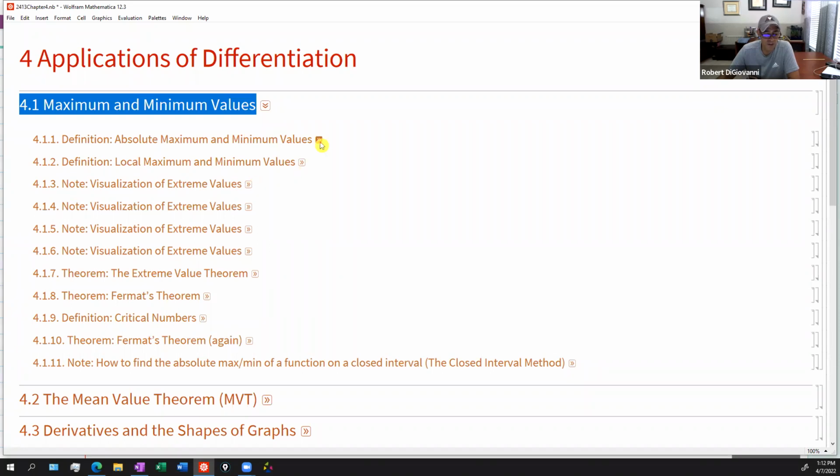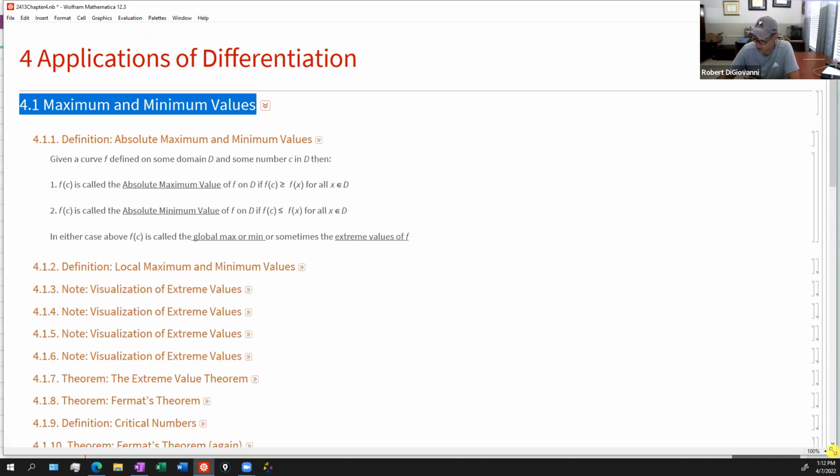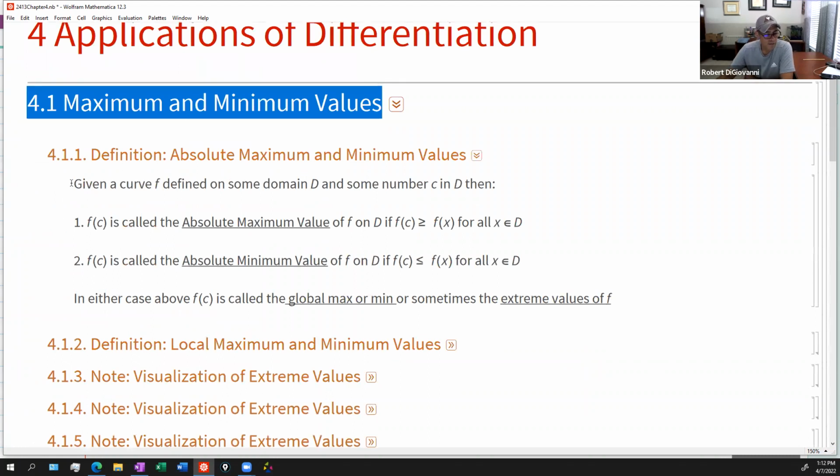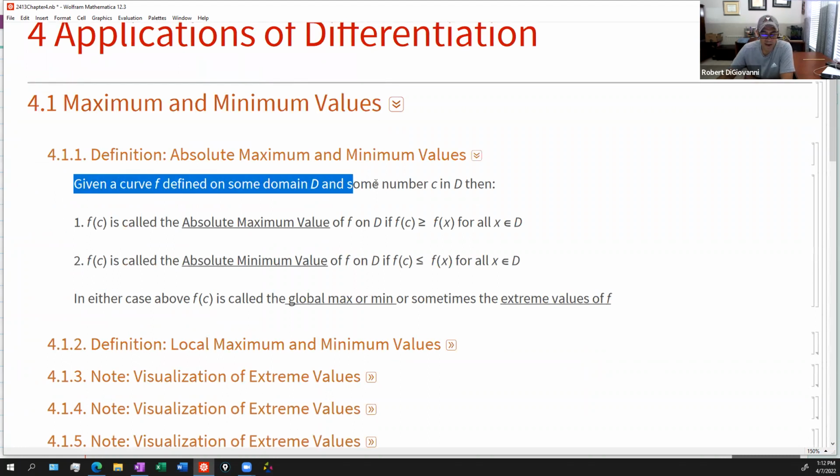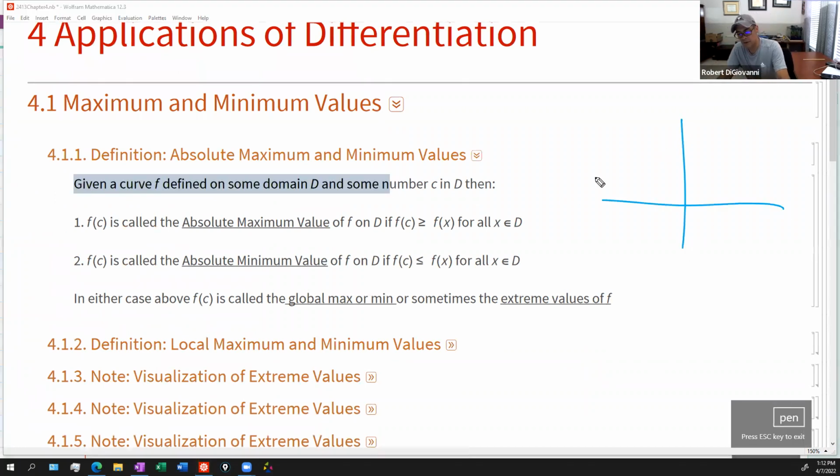So let's start with our first definition, the absolute maximum and absolute minimum value of a function. Here's the definition. Given a curve f defined on some domain D, you've got some curve over here, f, and it's defined on some domain. The domain might be all real numbers, or an interval, or several intervals, whatever. Let's say we have some function on some domain, and we're given some number c in that domain.